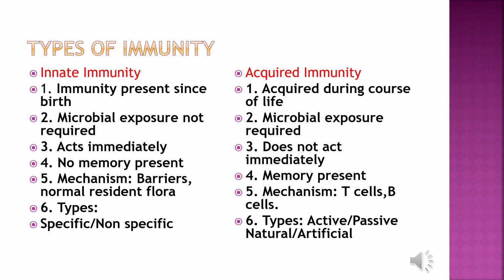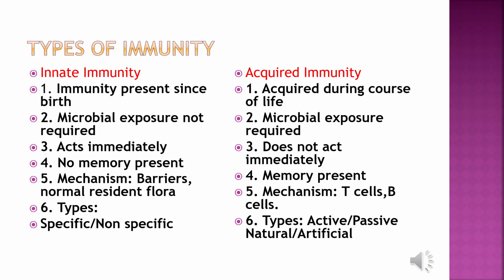So innate immunity, it is present since birth, microbial exposure not required, it acts immediately, no memory present, and mechanism can be barriers like anatomical barrier, physiological barriers, or secretory products in the body and normal resident flora which protect from the pathogenic organisms. And it is divided into two types, specific and non-specific immunity.